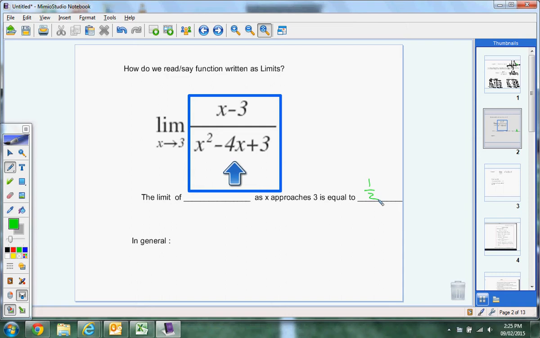Okay, just kind of the general. Whenever I say general, that means with variables, like not with numbers. In general, limit as x goes to a, or x approaches a, of f of x equals our limit, L.